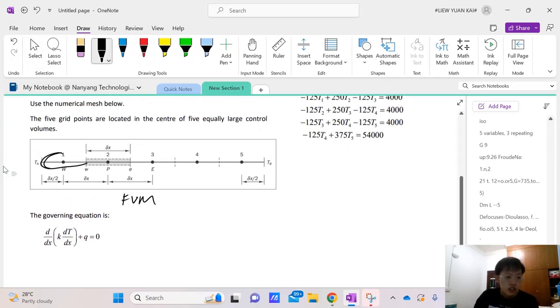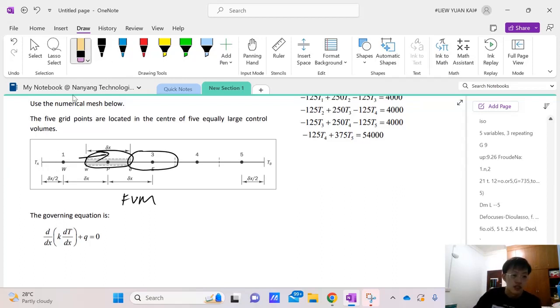So this is a control volume. This is another control volume. This is another control volume. And so fluid is entering and leaving these control volumes. In this case, it's not fluid because it's a solid plate. So it's heat that's flowing into the control volume and leaving the control volume.